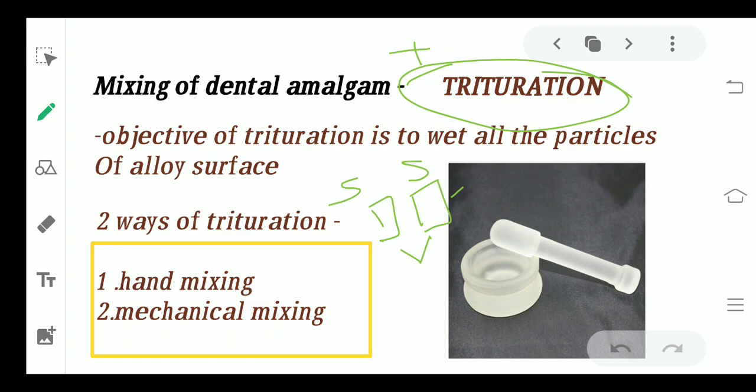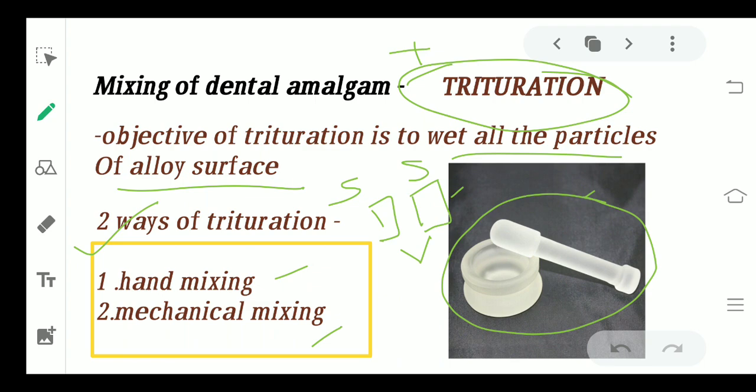The main objective of trituration is that we have to wet all the particles of the alloy surface. We mix mercury inside the silver. For example, there are two ways of trituration. You can either do the hand mixing or you can do the mechanical mixing. In hand mixing we use these things. This is a mortar and a pestle.